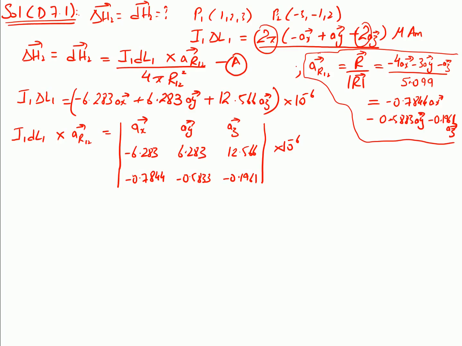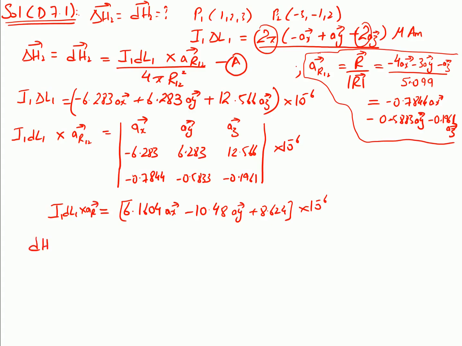So I'm just going to write the answer of the determinant. You can do this, we have done this before. It comes out to be 6.1604 along a of x minus 10.48 along a of y, and then you have plus 8.624, and everything gets multiplied with the micro value over here. Thus this is basically the answer of the cross product of I dl1 into the unit vector.